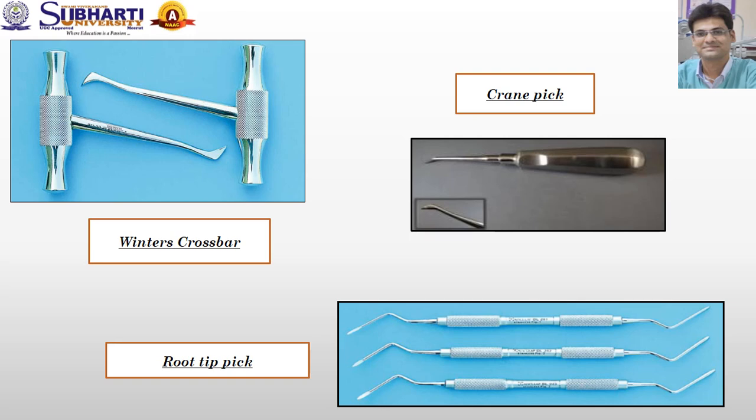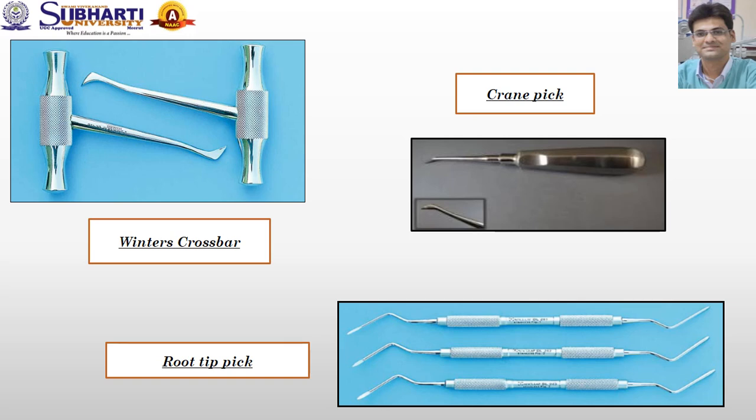Crane pick elevator. This instrument helps in elevation of the root stump. This requires a purchase point to be created on the root stump with the help of a drill. The drill is used to make a purchase point on the root around 3 mm deep, and the tip of this elevator is placed into the purchase point and the root is elevated from the socket.